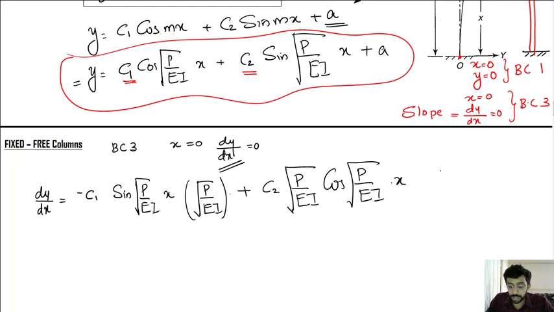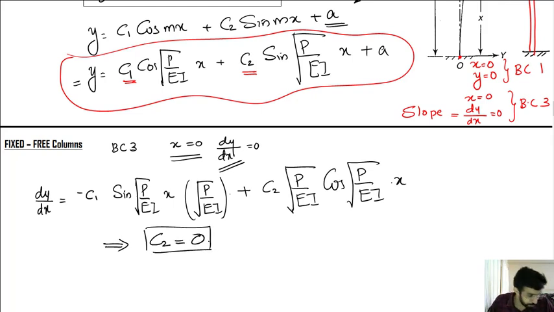If we apply the boundary condition at x is equal to 0, dy by dx is equal to 0, it gives the value of c2 equal to 0. This is what we end up with, because dy by dx is equal to 0 here, sin 0 is equal to 0, and cos 0 is equal to 1. So c2 into 1 equal to 0, which means c2 is equal to 0.